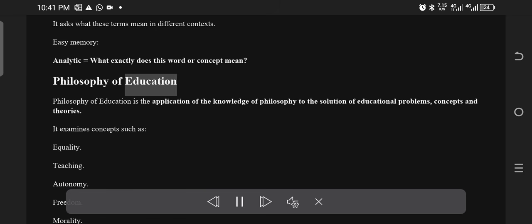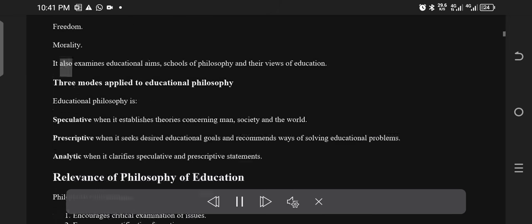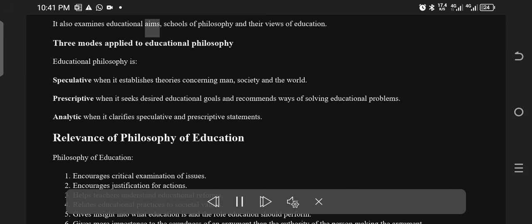Philosophy of education. Philosophy of education is the application of the knowledge of philosophy to the solution of educational problems, concepts, and theories. It examines concepts such as equality, teaching, autonomy, freedom, morality. It also examines educational aims, schools of philosophy, and their views of education. 3 modes applied to educational philosophy.